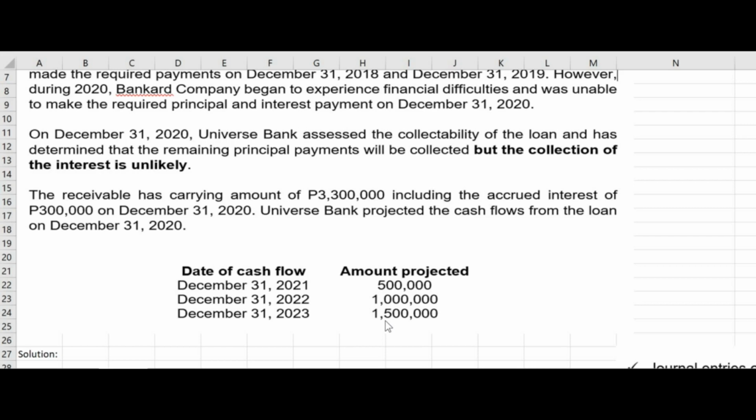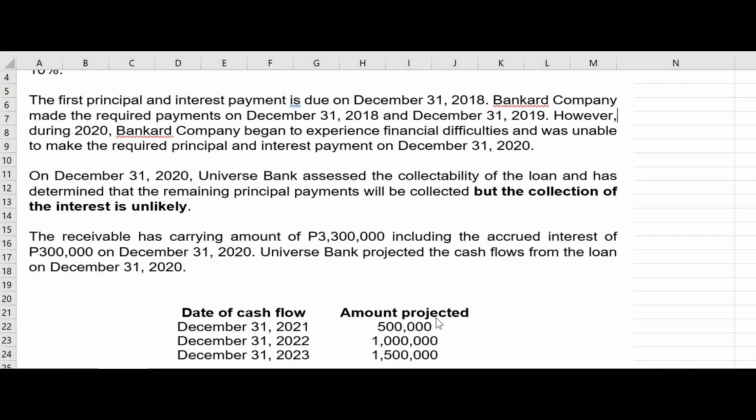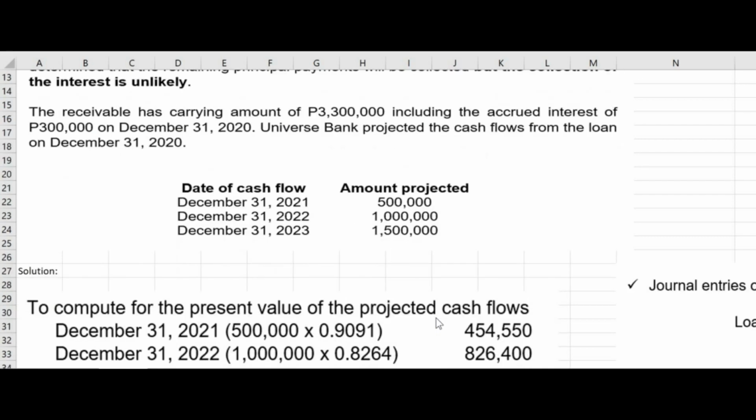Now, what is our concern here? The first thing that we have to do before we can compute our impairment loss is to compute first the present value of the loans, based on the cash flows as estimated. So in this case, we get the present value of these cash flows using the effective rate, which is 10%.